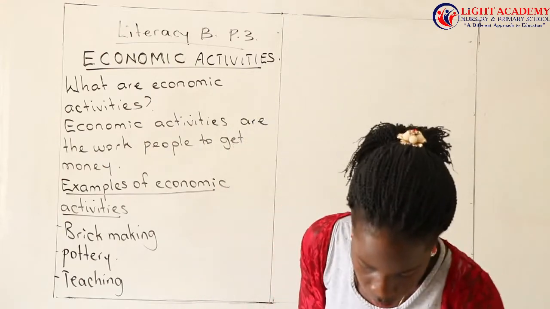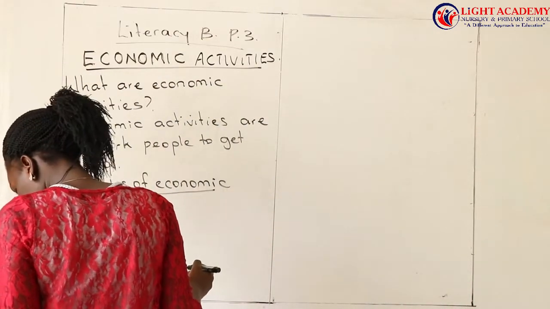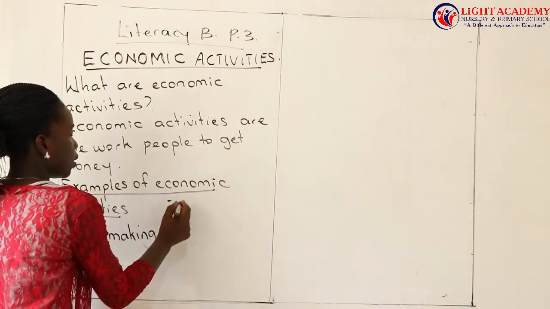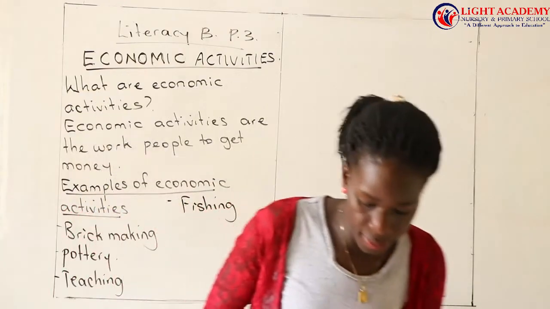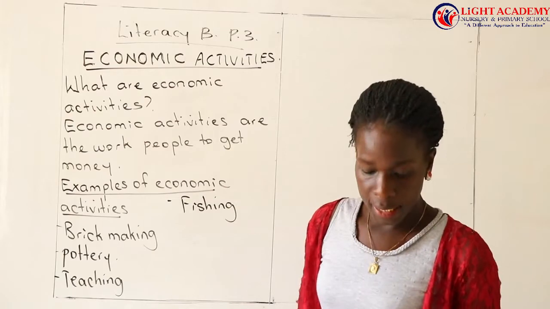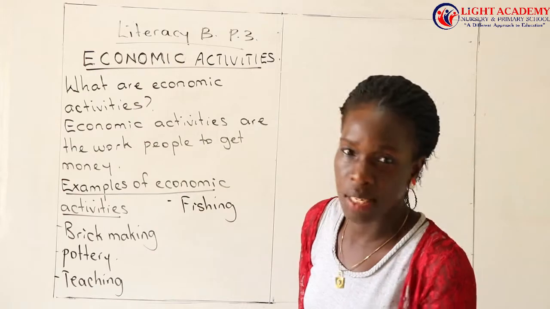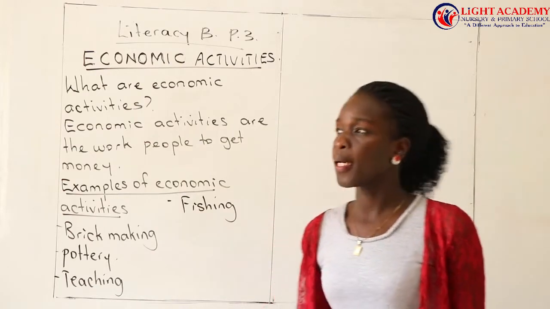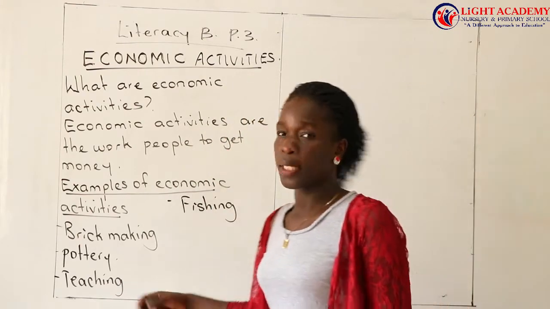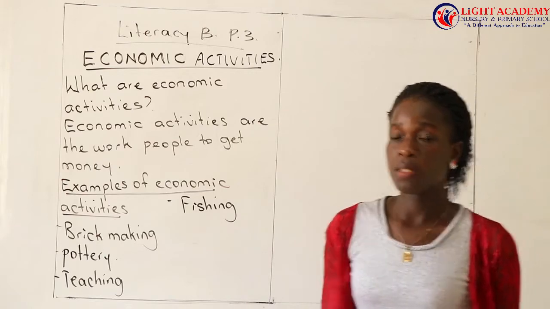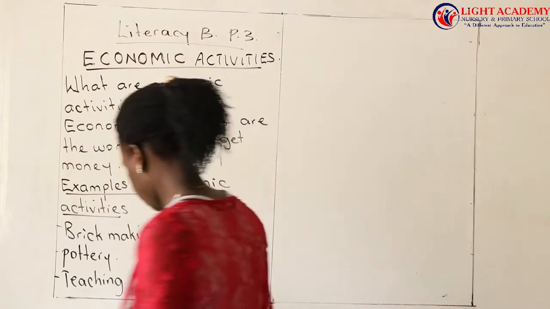And then we have another economic activity called fishing. Fishing is the catching of fish from a lake, from a river, from water bodies, swamps, and many others. People can get fish because they want to eat it as food, but mainly we are talking about the things that people do to get what? Money. So people go to fish because they want to sell them and get what? Money.